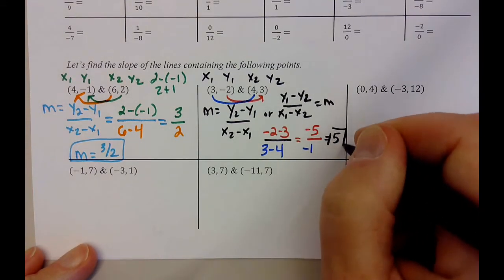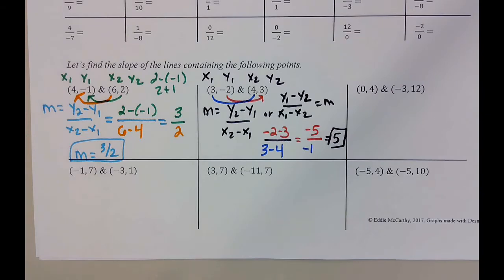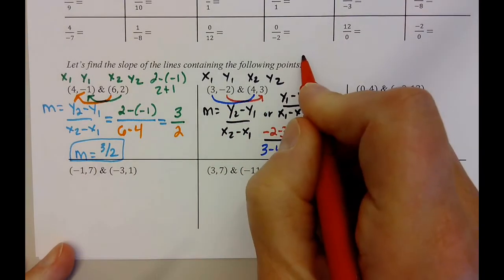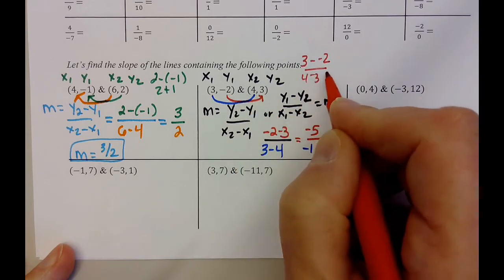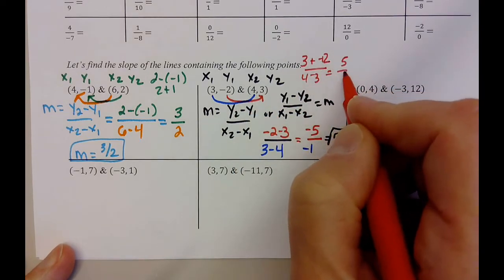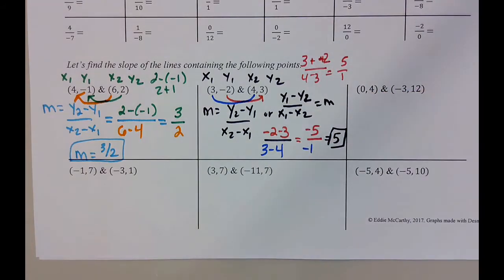And if I did it the other way, I would say 3 minus negative 2 over 4 minus 3, and you can see I get the same thing, except I don't have any negatives. And so it's really up to you which one you want to start with. As long as you start with the same ordered pair each time, it doesn't matter.